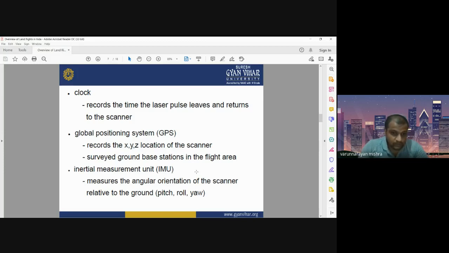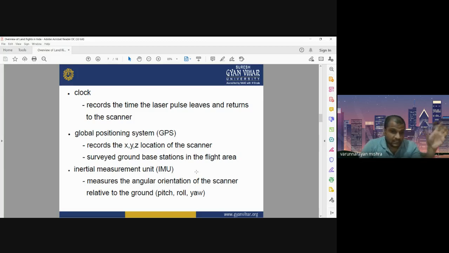And there is also the global positioning system. We all know that the global positioning system is used to record the XYZ location of the scanner. XYZ means latitude, longitude, and height. Okay, the GPS provides you the latitude, longitude, and height of that aircraft. So by getting XYZ information, we can easily create a three-dimensional view when we have the point data sets, when we have the intensity values. Okay, and GPS is used to survey the ground base station in the flight area.